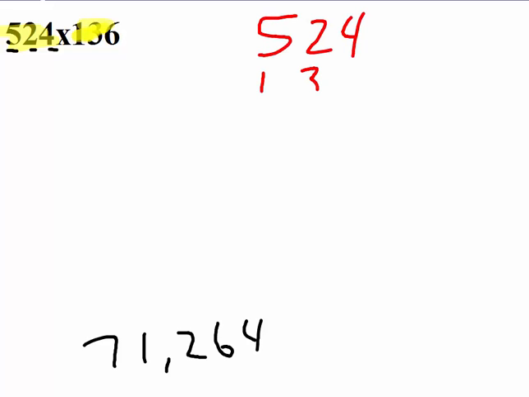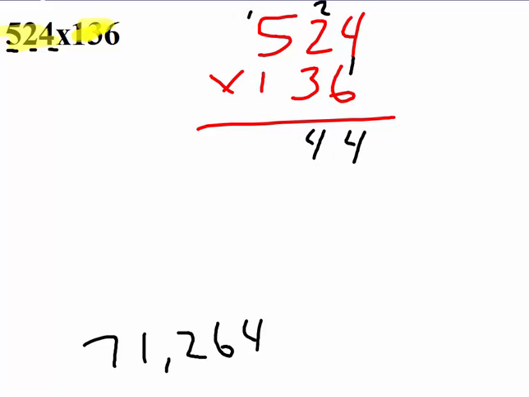524 times 136. So I'm going to start with 6 times 4 is 24. Write that 4 down, carry the 2. 6 times 2 is 12, plus 2 is 14. Write the 4, carry the 1. Then 6 times 5 is 30, plus 1 is 31. Now I'm going to switch. I'm in my 10 spots. I'm done with my ones, so I add that 0. So I'm in my tens. 3 times 4 is 12. Carry the 1. 3 times 2 is 6, plus 1 is 7. 3 times 5 is 15.